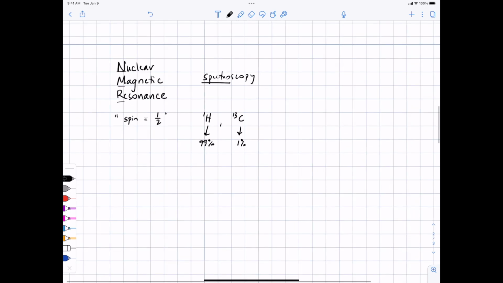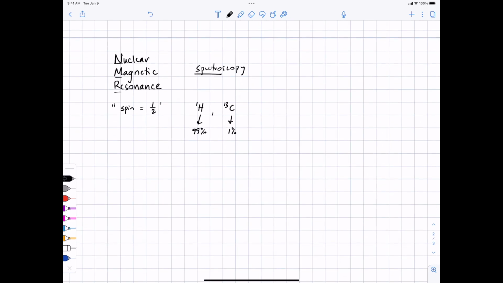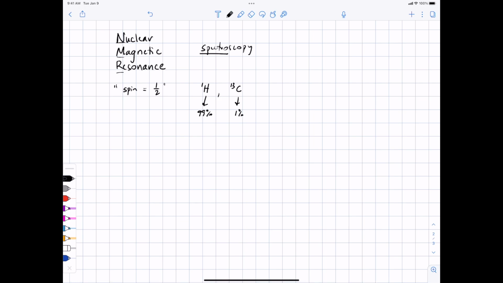Okay, so what I'm going to describe here is an overly simplistic view of the physics, but that's because I only understand it at a superficial level. If you want to know more, Dr. Burt would be so thrilled to sit down with you and talk about it. Right. So when a nucleus has spin 1/2, there are two different states it can adopt in the presence of an external magnetic field.